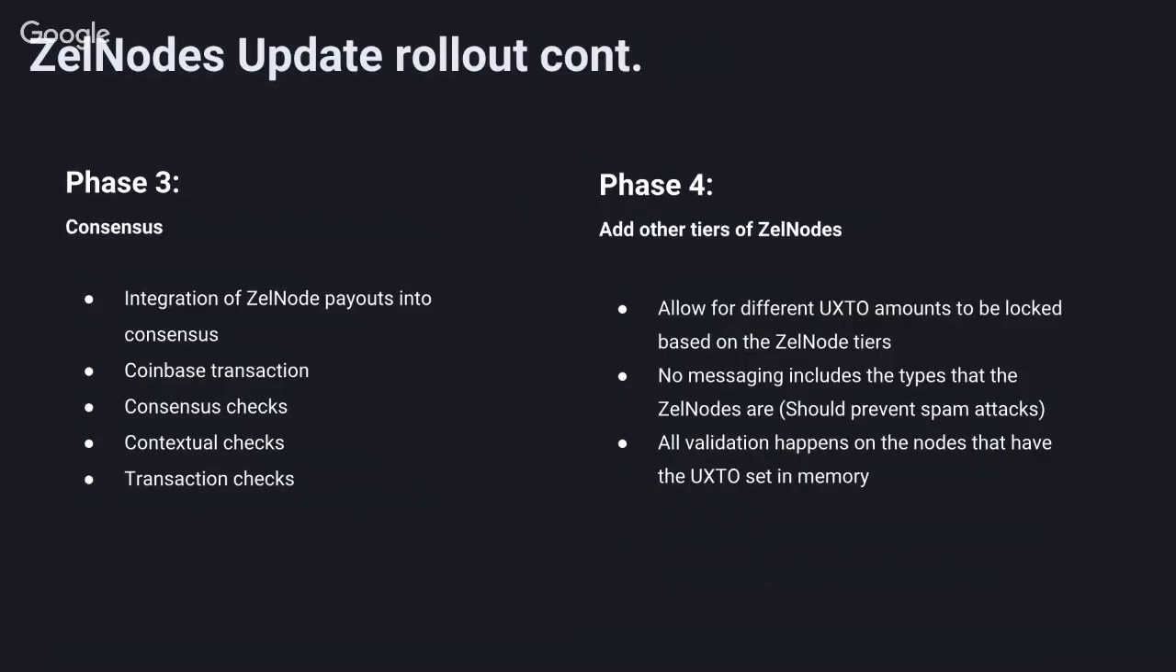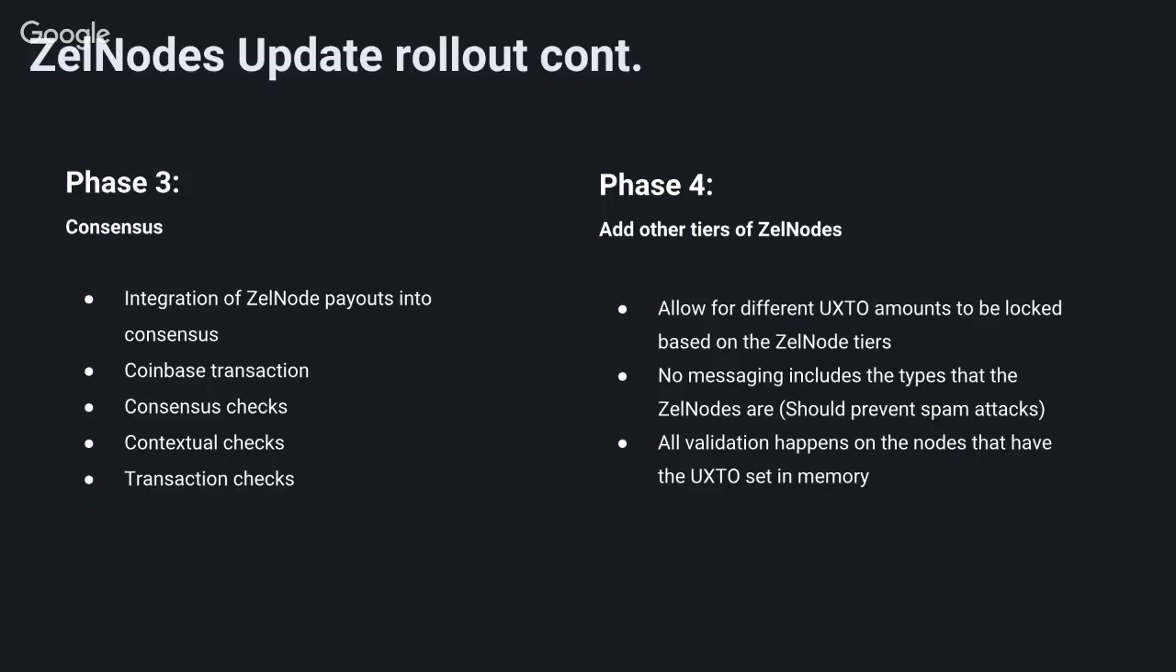Phase 3 is consensus. We want integration of the nodes for payouts into consensus. We want to create our Coinbase transactions, consensus checks, contextual checks, and transactional checks. So a lot of checks done in phase 3. Now, keep in mind this will all be running on testnet as we're developing it, so that the community can participate and also see this as it's being developed.